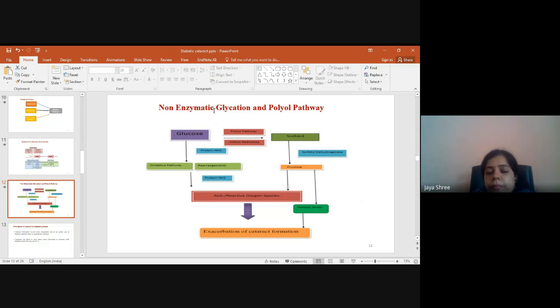cataract formation. And in the non-enzymatic glycation pathway, what happens? The excessive glucose in the blood somehow mixes with the proteins, amino acids. It rearranges somehow, and it forms the advanced glycation end product, increases the number of free radicals, reactive oxygen species inside the eye and the lens, and further it exacerbates the cataract formation. So these are the pathophysiology of cataract formation.